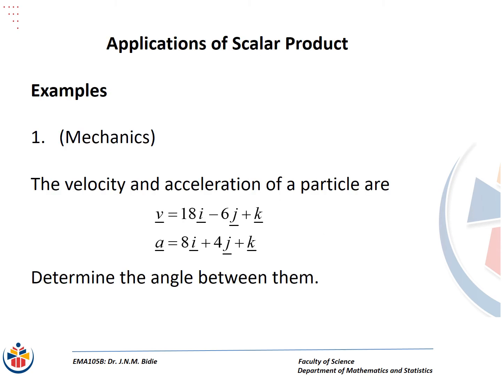And then we come to the applications of the scalar product. Firstly, going straight to mechanics, we've been given acceleration and velocity. Note that they are both vectors. You are asked to find the angle between them. So what do you do? Cos theta is equal to v dot a divided by the length of v times the length of a, and then do your calculations and give us the value for theta.